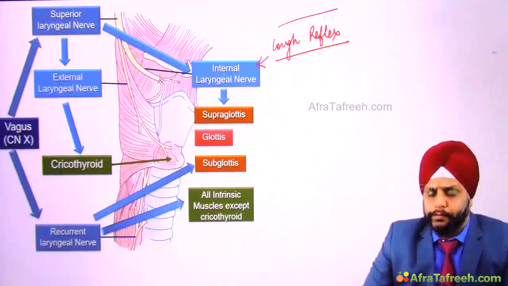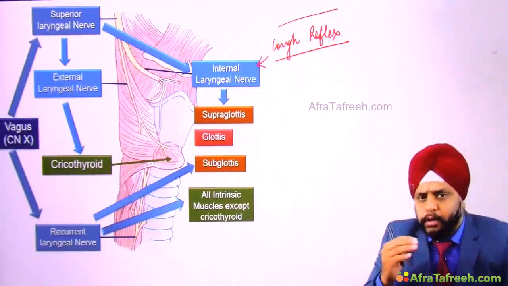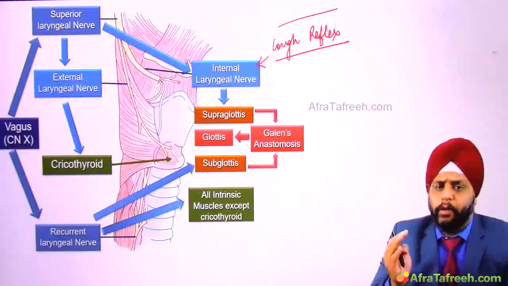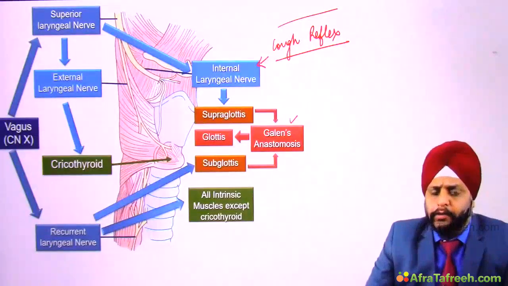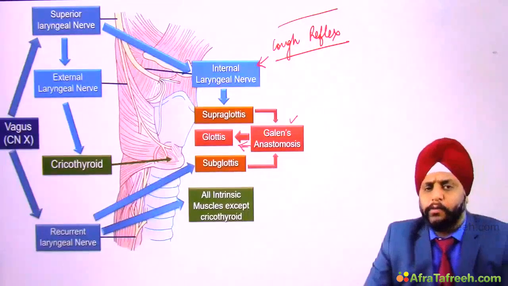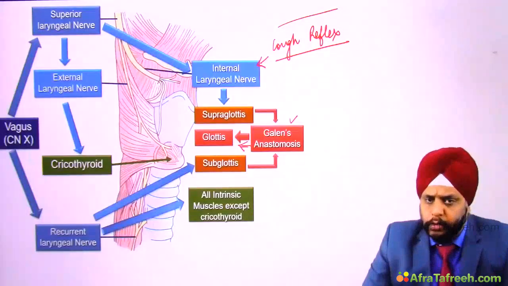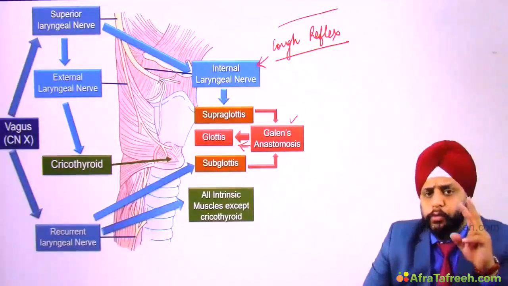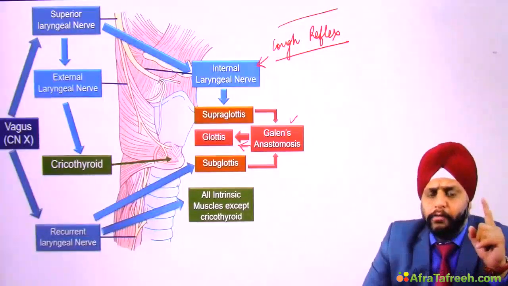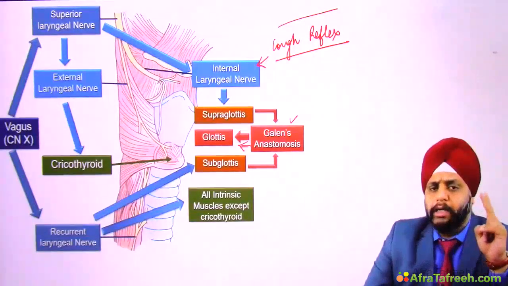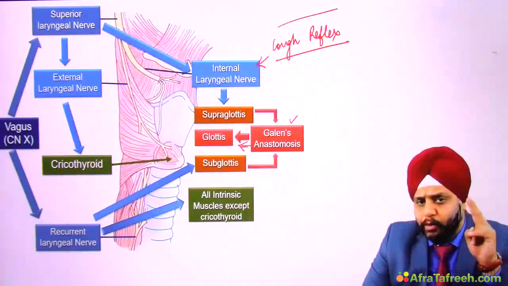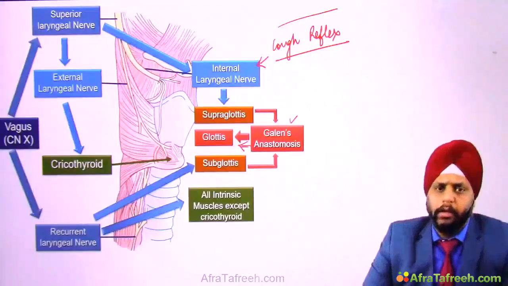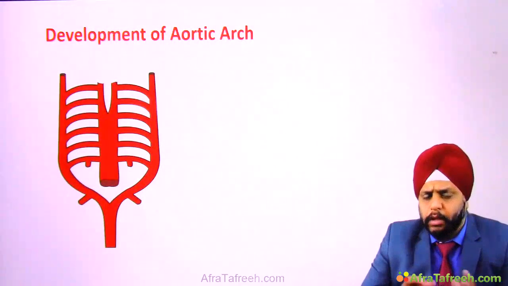What happens at the glottis? At the glottis, the internal laryngeal nerve from above, from the supraglottis, and the recurrent laryngeal nerve from the subglottis, both of them combine to form Galen's anastomosis, and this Galen's anastomosis supplies the glottis. This is an anastomosis of two nerves, the internal laryngeal nerve from the supraglottis and the recurrent laryngeal nerve from the subglottis. Together these two nerves supply the glottis, right? Okay, this was the nerve supply of the larynx.